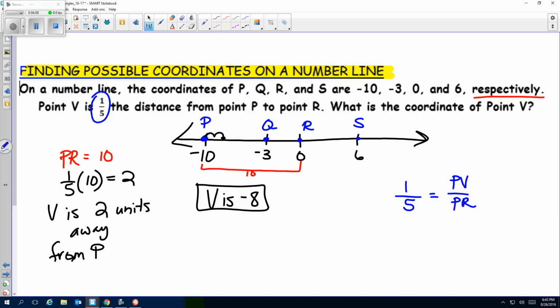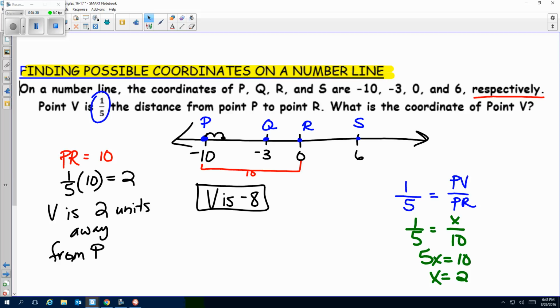And then I'm just going to substitute, okay? So I know that I have 1/5. PB is missing. PR is my 10. Now I can cross multiply. I have 5x equals 10. My distance would be 2 again, so I would move 2 units and get -8 as well.